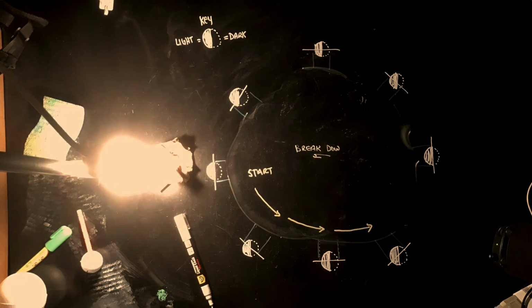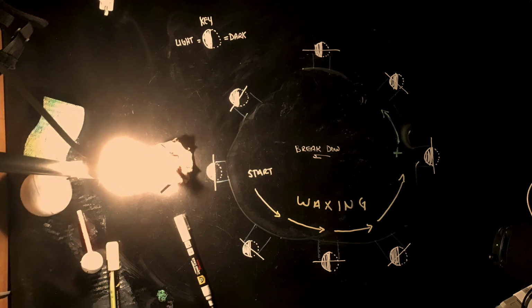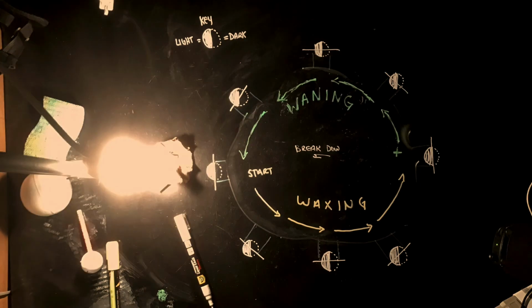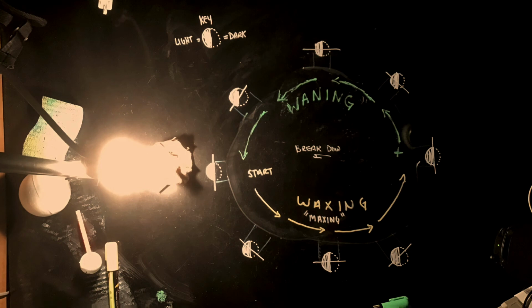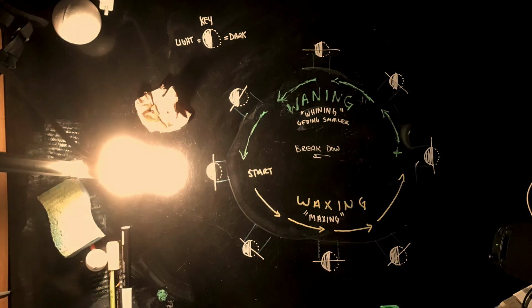It always travels in a counterclockwise motion around the Earth. The waxing is maxing, getting bigger, and from full to new, it's waning, because it's getting smaller.